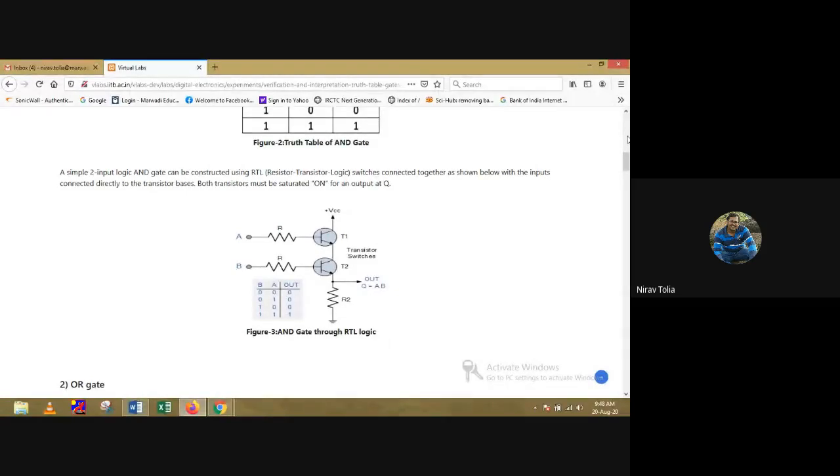And the last one, suppose you give the pulses to both the transistors, then my T1 and T2 will be on, and then my output will be 1. So this is the basic figure of an AND gate made by RTL, which is resistor transistor logic.